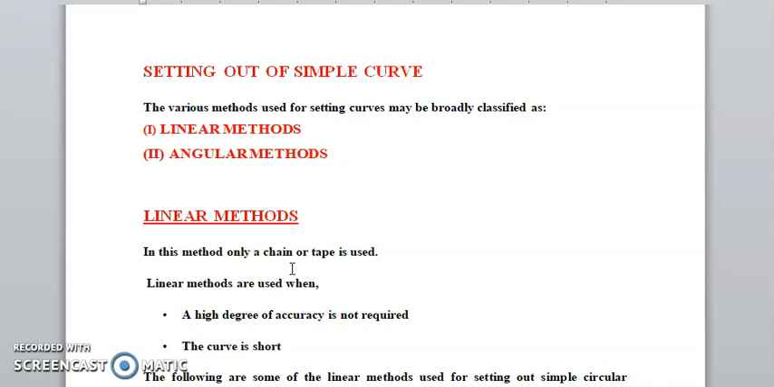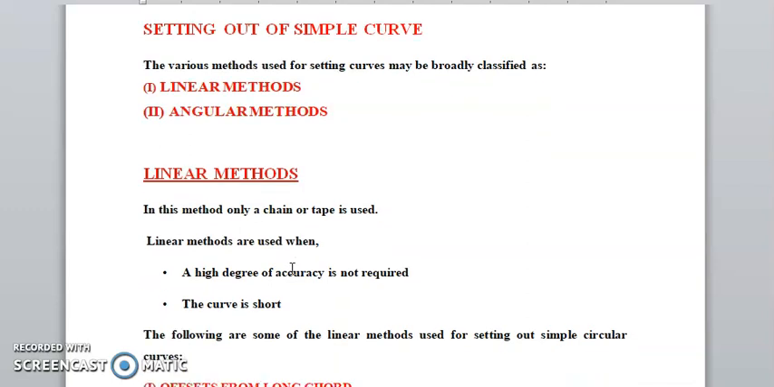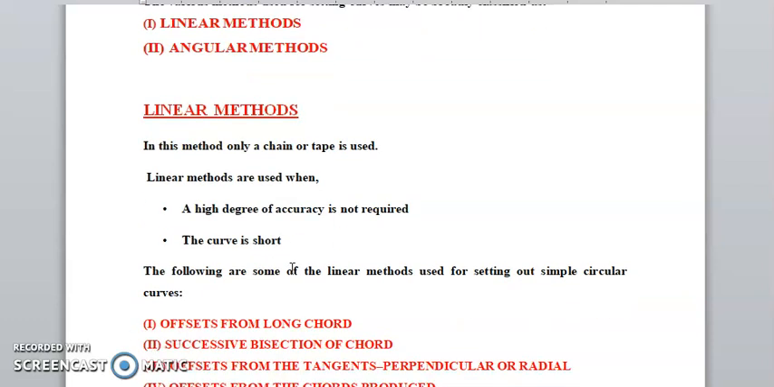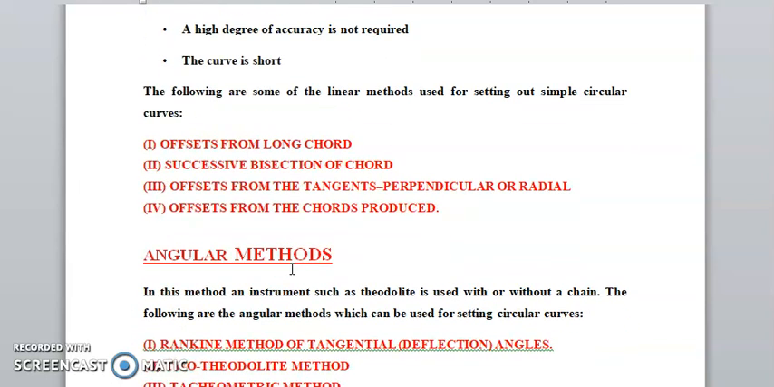In the linear method, only chain or tape is used, very important. The linear method was already studied in Survey 1 or Survey 2. Linear methods are used when a high degree of accuracy is not required and the curve is short. The following are some of the linear methods used for setting out a simple circular curve.